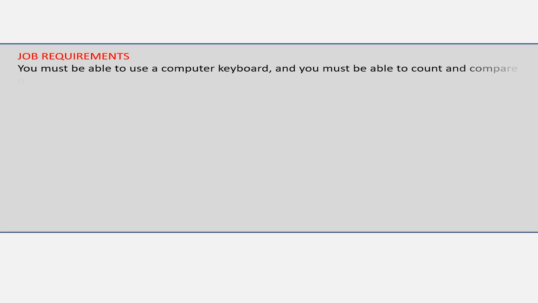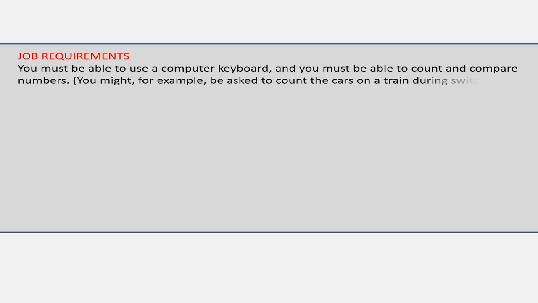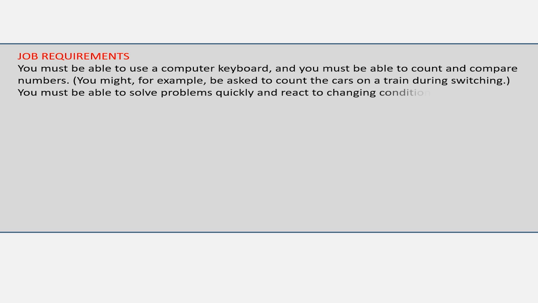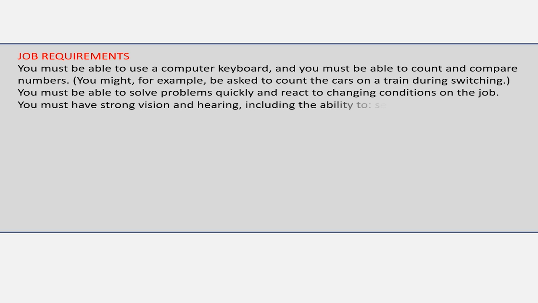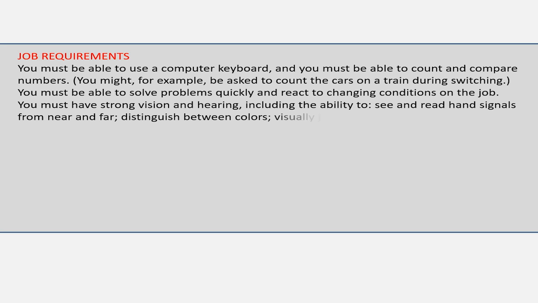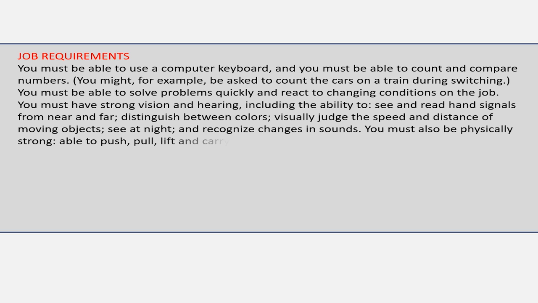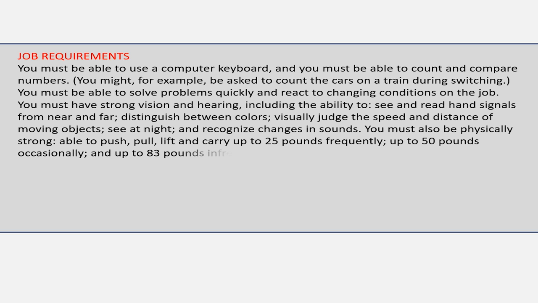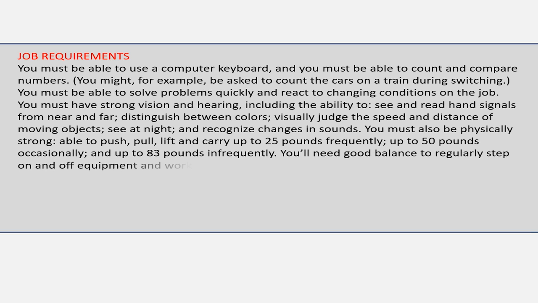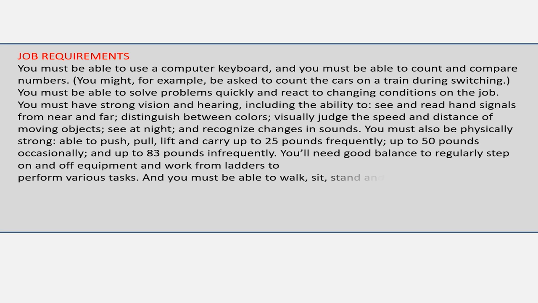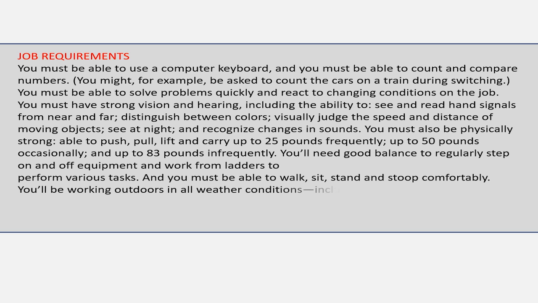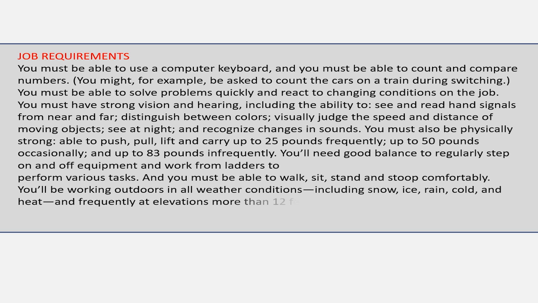Then it lists the job requirements. It says you must be able to use a computer keyboard and you must be able to count and compare numbers. You might, for example, be asked to count the cars on a train during switching. You must be able to solve problems quickly and react to changing conditions on the job. You must have strong vision and hearing, including the ability to see and read hand signals from near and far, distinguish between colors, visually judge the speed and distance of moving objects, see at night, and recognize changes in sounds.